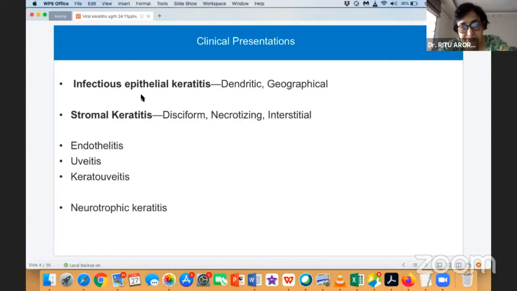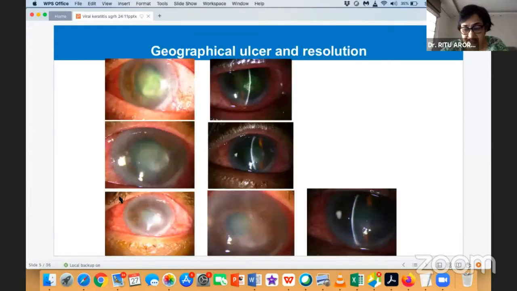If it is infectious epithelial keratitis, it may present in the form of a dendrite, or it may be a geographical presentation. If it's stromal, it may be disciform or necrotizing or interstitial keratitis. Then endothelitis, which may be associated with deep stromal keratitis. And it's not uncommon to see only uveitis or keratouveitis and neurotrophic keratitis. Once we know what form of keratitis we are dealing with, the treatment becomes easier. Because when it is epithelial keratitis, we don't use steroids, and when it is stromal keratitis, the benchmark is steroids.